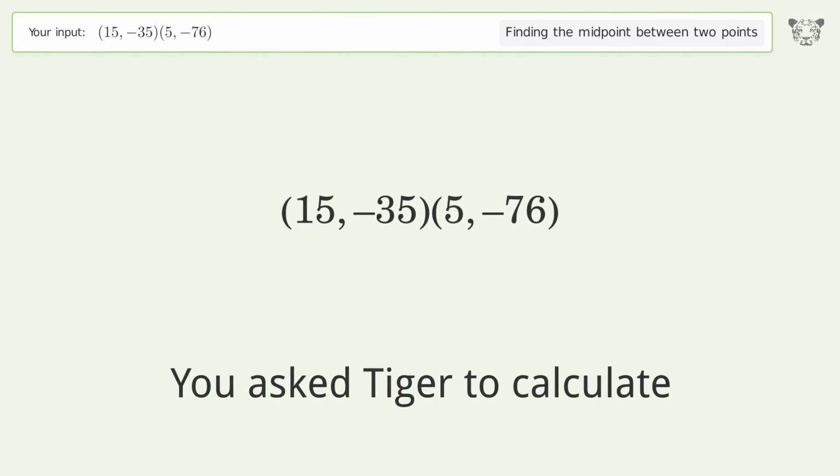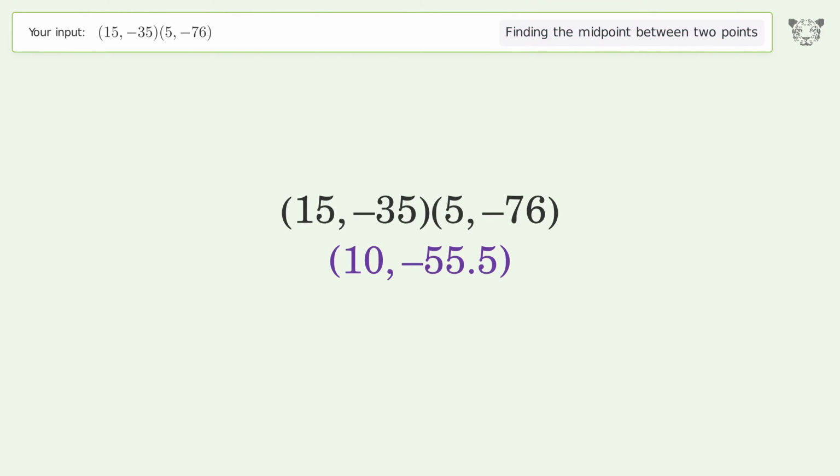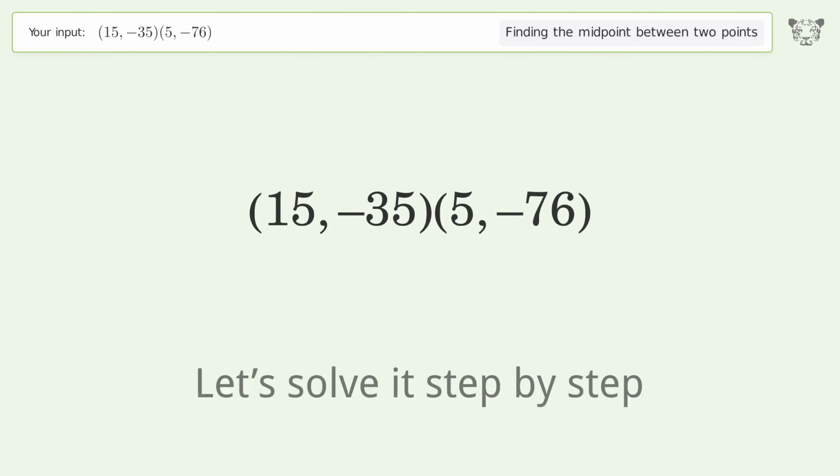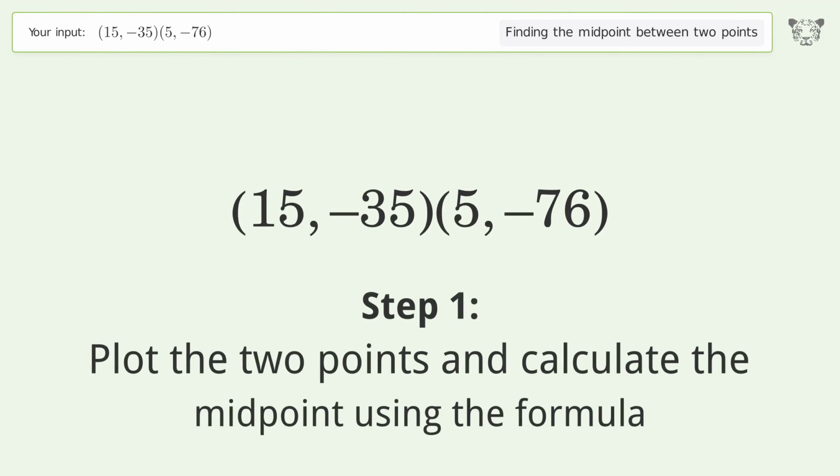You ask Tiger to calculate. This deals with finding the midpoint between 2 points. The midpoint between the 2 points is 10, negative 55.5. Let's solve it step by step. Plot the 2 points and calculate the midpoint using the formula.